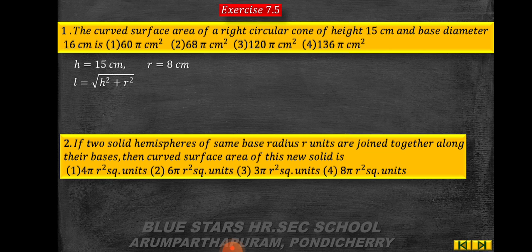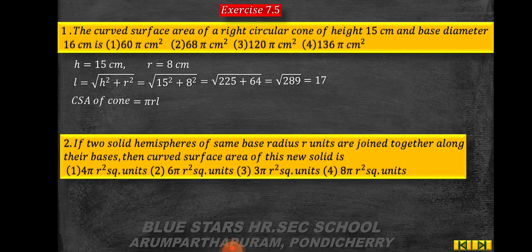So here h is equal to 15 centimeter, r is equal to 8 centimeter. L is equal to root of h square plus r square, which is equal to 15 square plus 8 square, which is equal to 225 plus 64, which is equal to root 289, which is equal to 17. Then CSA of a cone, that is curved surface area of a cone, is equal to pi r L, which is equal to pi into 8 into 17, which is equal to 136 pi centimeter square. So the correct option is option 4. The answer is 136 pi centimeter square.